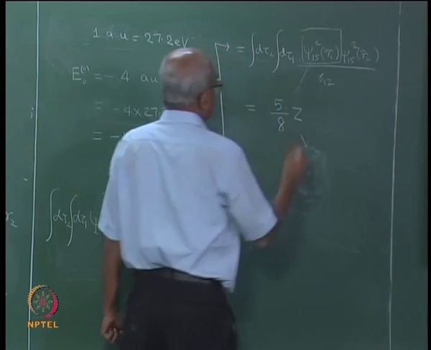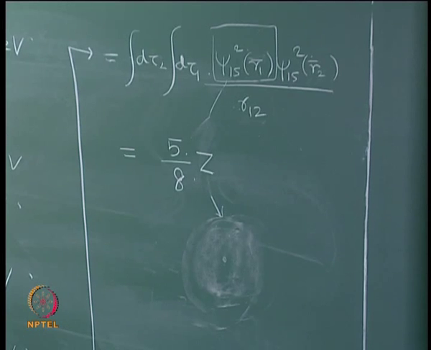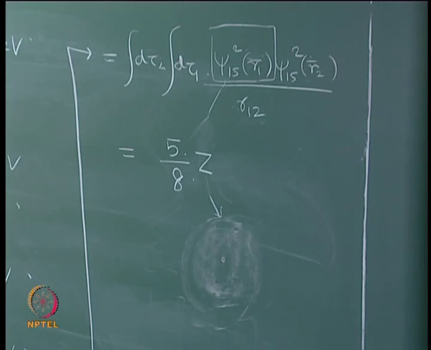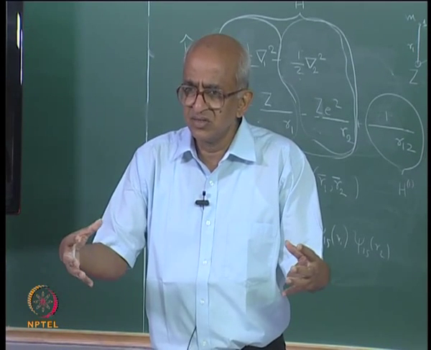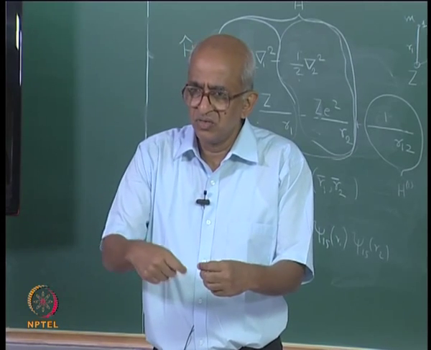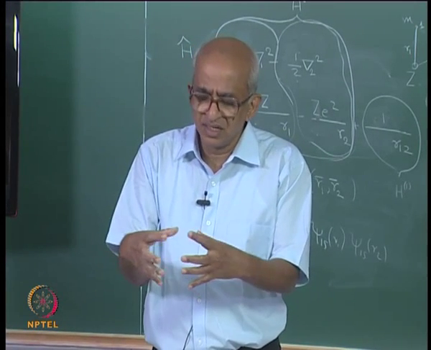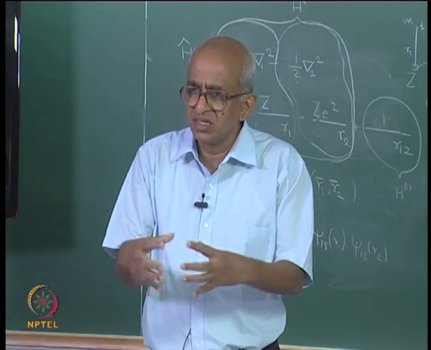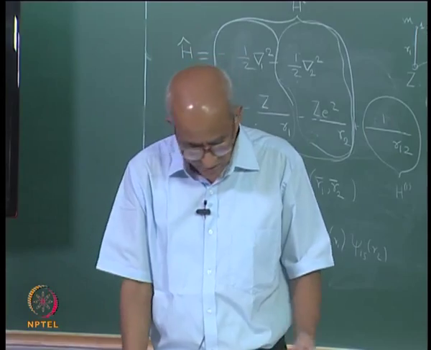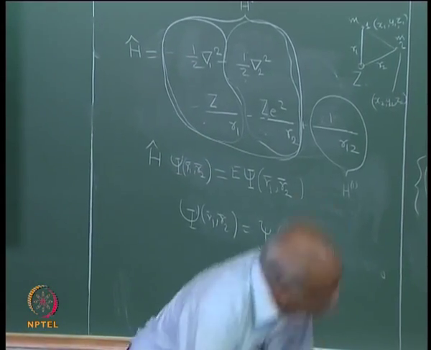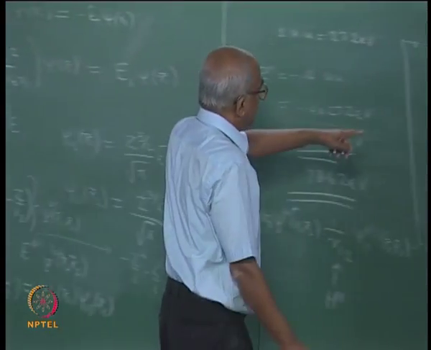This is the answer. The integral is quite complex, but when you do the calculation, eventually the answer turns out to be such a simple number. The physical meaning is obvious. You have 2 spherically symmetric charge densities due to the 2 electrons, and the 2 electrons repel each other. That effectively means that the 2 spherically symmetric charge densities repel each other. So the energy of the system will increase because of the repulsion, and the amount by which it increases is actually 5 by 8 Z.